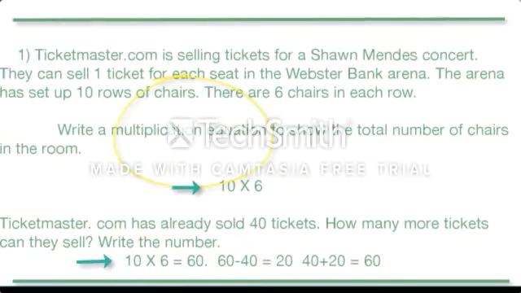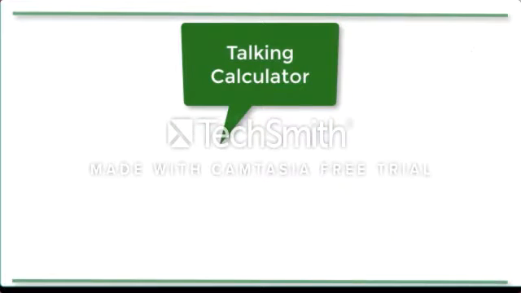So we took our 10 rows of chairs and we just multiplied it by 6 chairs in each row. Now, Ticketmaster.com has already sold 40 tickets, so they've taken away those 40 tickets. How many more tickets can they sell? Write the number. So we want to keep our 10 times 6, which equals 60. They've already taken away, so we know we want to subtract 60 minus 40, and that gives us our 20. And when we do 40 plus 20, it equals 60.